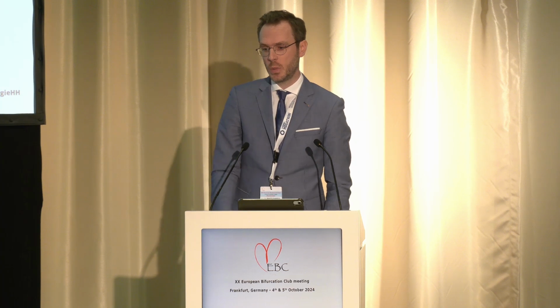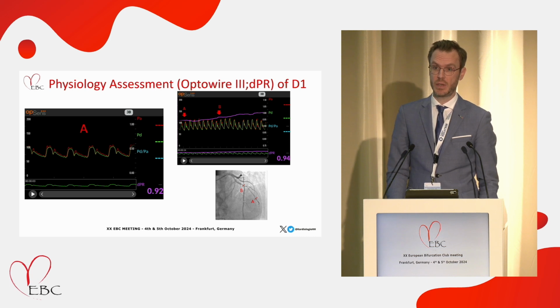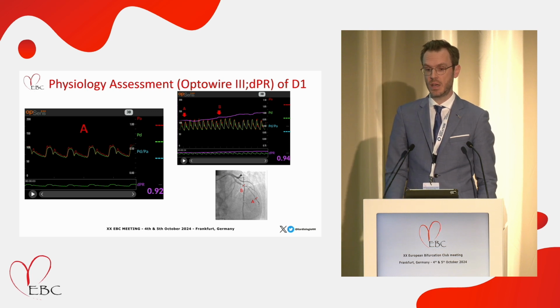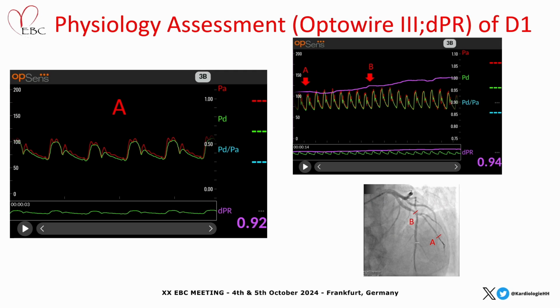We did a physiology assessment with the OptoWire by Hemonetics, the newest version, and what we measured is a DPR, a diastolic non-hyperemic index, of the D1. You can see on the left panel the position we started, and the DPR is 0.92, so it's over the threshold of 0.89, and we did a pullback. The start of the pullback has an even higher value of 0.94. There was a little bit of a slip coming to 1 before this bifurcation.